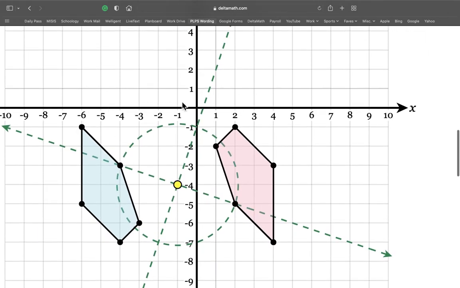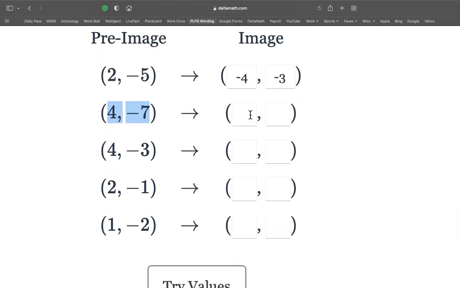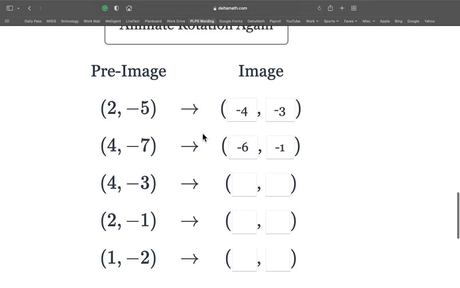So on the x, this point is negative 6, and then down 1, so negative 1. So this point was negative 6 and negative 1. Negative 7 became negative 6, and 4 became negative 1. I still don't see it. Well, do I see a pattern though?